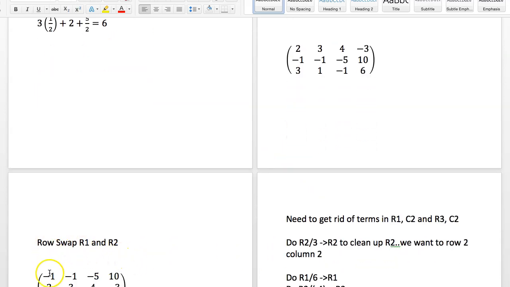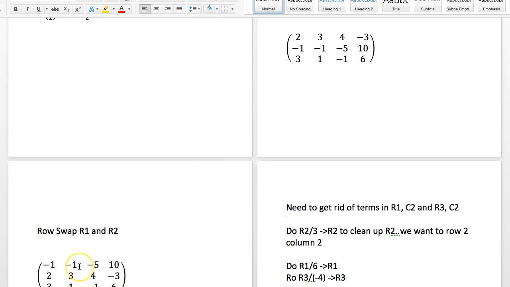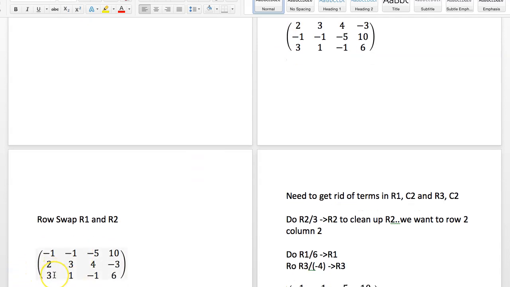First off, it's not totally something you have to do, but it's nice to have either a positive or negative 1 at the top left. So we're going to row swap row 1 and row 2. So we got neg 1, neg 5, 10. I just swapped row 1 and row 2, putting row 2 where row 1 used to be, and vice versa. I didn't mess with row 3 yet.